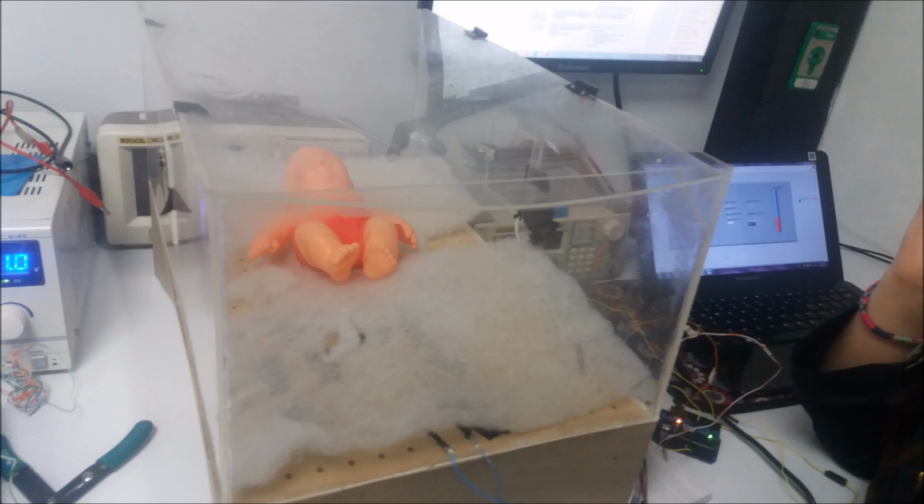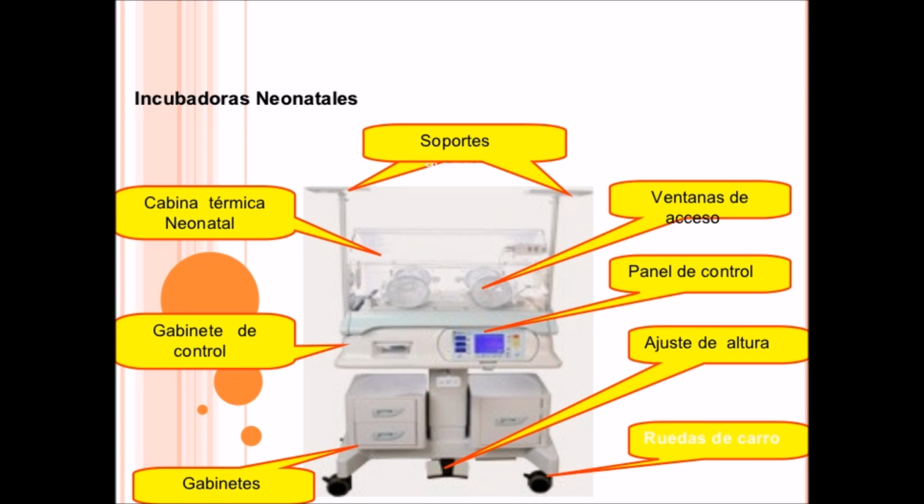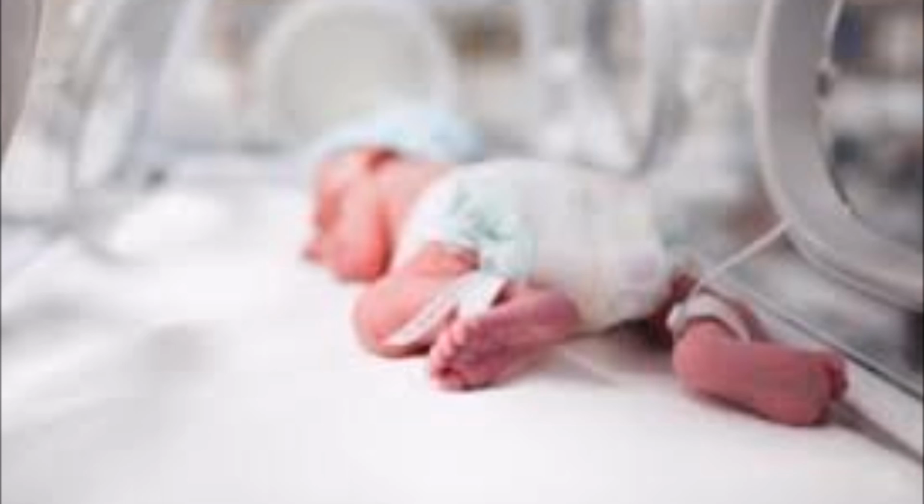1. Temperature control. All incubators have a sensor monitoring the temperature of the newborn. This sensor is called servo control and is attached to the baby's skin. When it detects that the temperature of the baby is less than 36 degrees, the incubator emits heat to maintain the temperature. It is also able to detect fever in the baby.